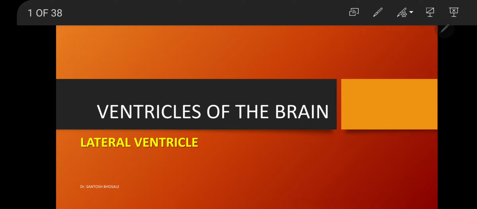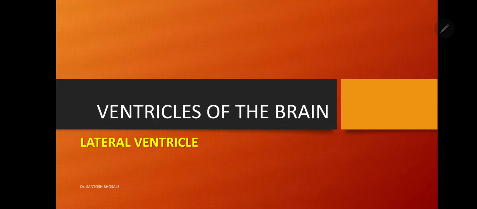In the previous video we have seen the ventricles of brain, how they are organized and how they are communicated with each other, and we have already seen the details of the third ventricle. So today we are going to focus on the lateral ventricle, and we will discuss the lateral ventricle under the following headings. First we will see the introduction, the parts of the lateral ventricle and the relations of each part of the lateral ventricle.